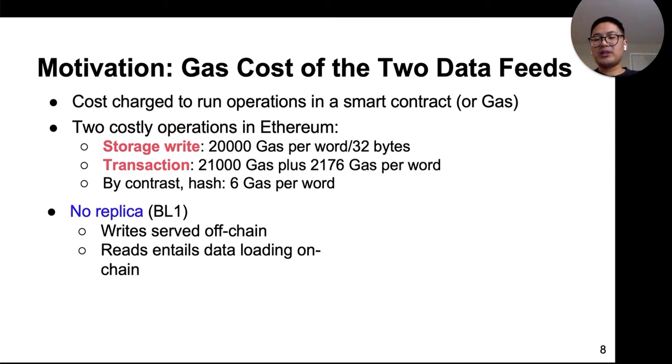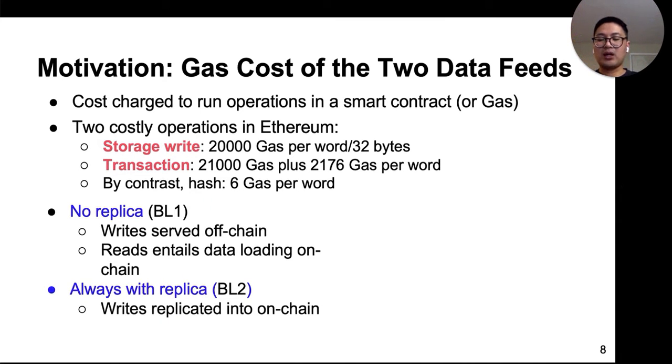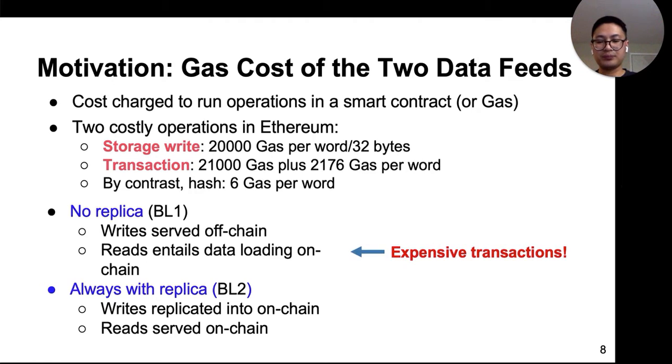In baseline 1, the writes are stored off-chain and the reads are served by sending a transaction to load the data from off-chain to on-chain. In baseline 2, the writes are always replicated into the blockchain and the reads are served on-chain. In baseline 1, the reads are very expensive because of sending a transaction. In baseline 2, the writes are very expensive because of the expensive storage writes.